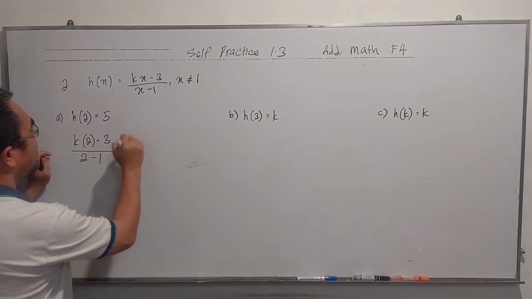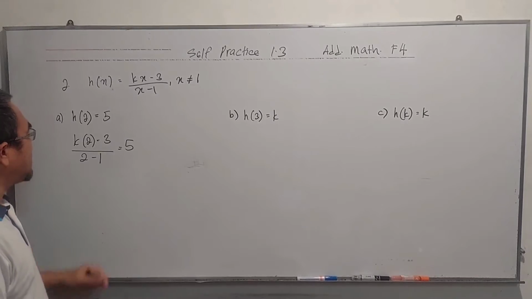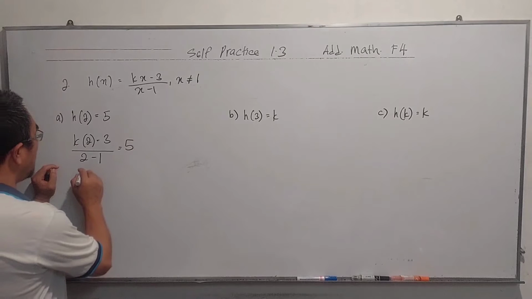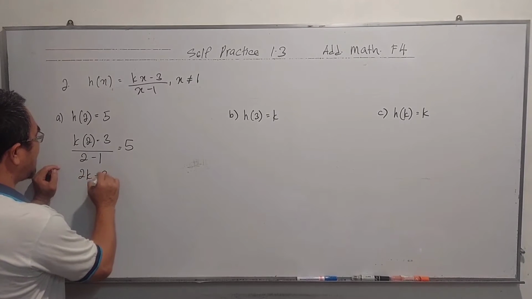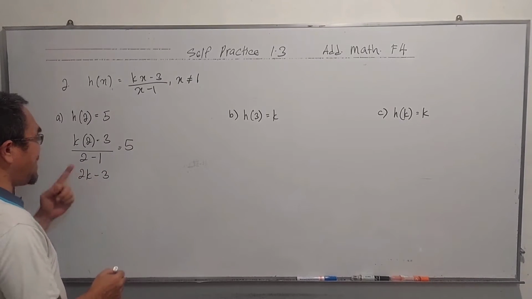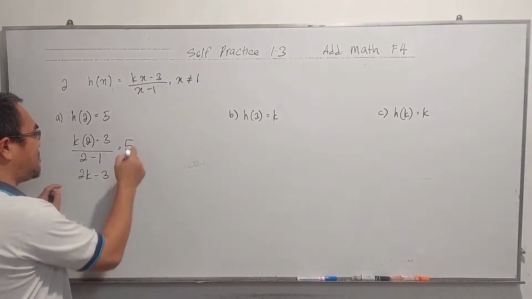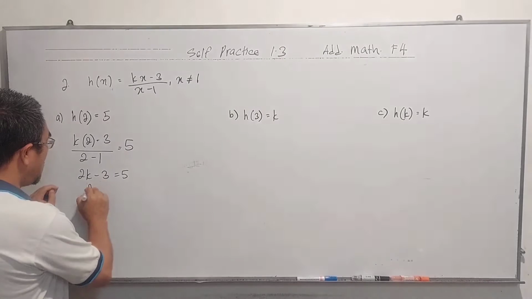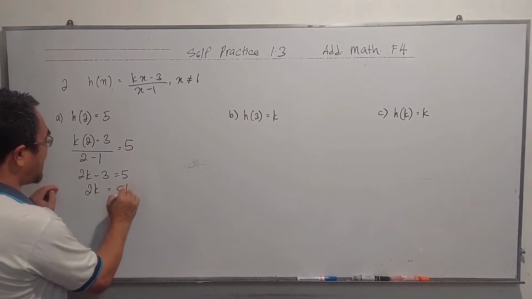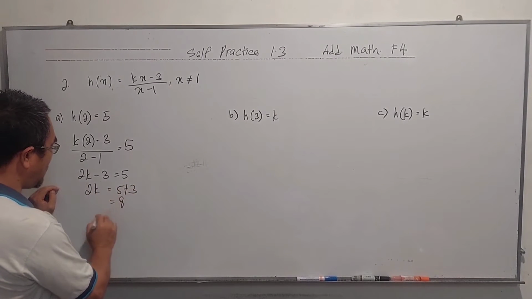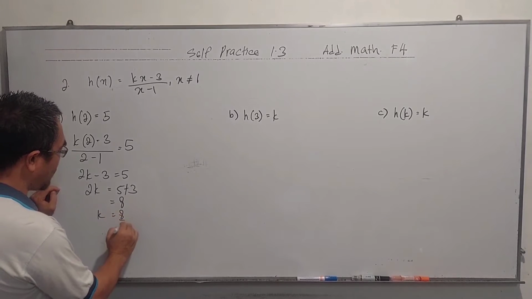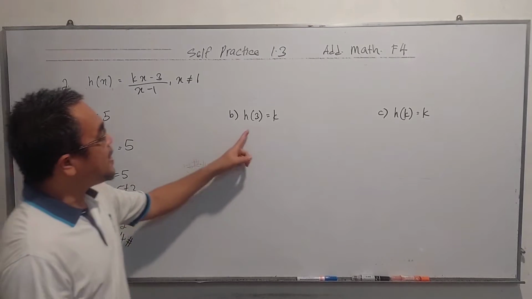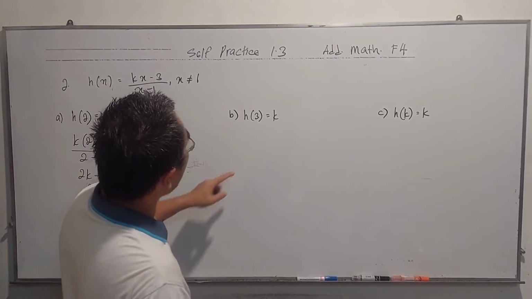Okay, so then we simplify and calculate. k times 2 will be 2k minus 3, and then 2 minus 1 is 1. So 1 multiplied by 5 is still 5. Okay, so you solve this. 5 plus 3 will be 8. So k will be 8 over 2, which is 4. That is part A. For part B, h(3) equals k.